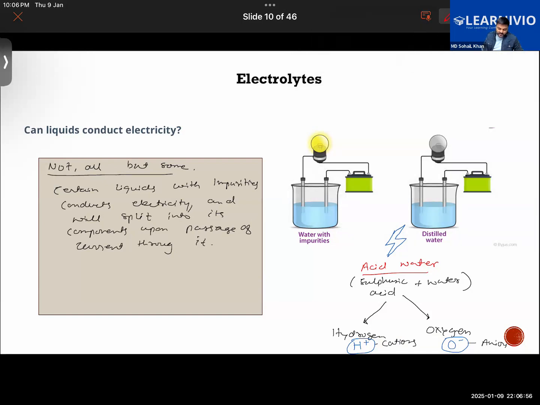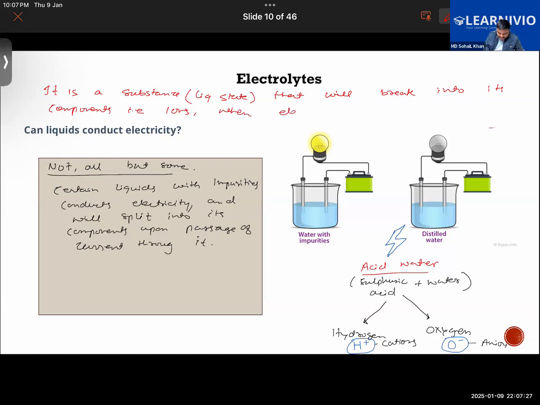So the definition for electrolyte will be that it is a substance, particularly in the liquid state, that will break into its components, that is into ions, when electricity passes through it. Okay, hope it should be clear.